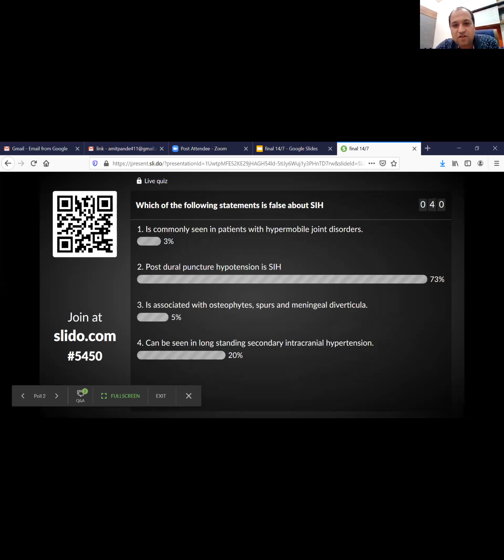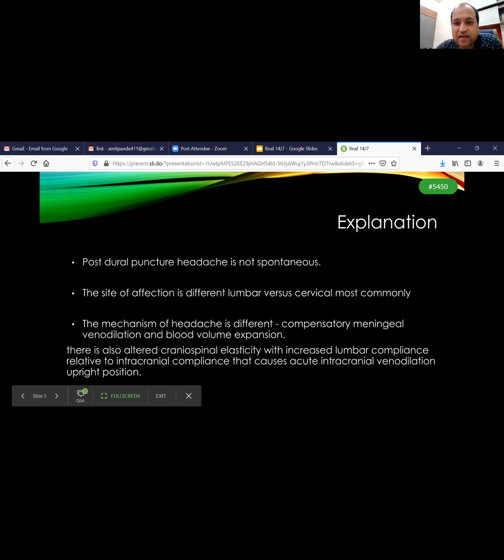So postdural puncture hypotension is SIH is a false statement. Why is it? Because postdural puncture headache is not spontaneous. The site of affection is different. It is in lumbar location versus the cervical, which is most commonly seen. And the mechanism of headache is different. There is change in the craniospinal elasticity and increased lumbar compliance relative to intracranial compliance that causes acute intracranial venodilation in upright position. This is the thing that causes headache. Okay, so hope many of you have got this correct and we move on to the next question.